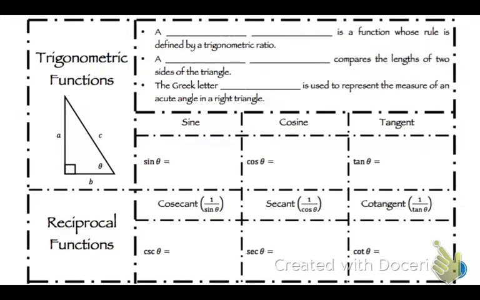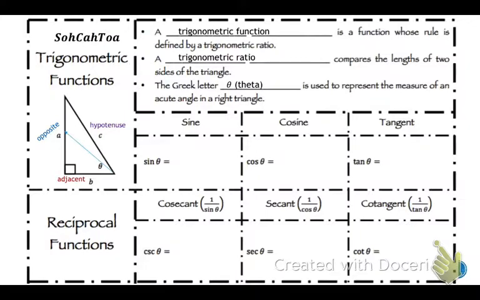Okay, let's keep going. A trigonometric function is a function whose rule is defined by a trig ratio. A trig ratio compares the lengths of two sides of a triangle, and the Greek letter theta is used to represent the angle. You should know this. That's the hypotenuse. We're looking at this angle right here. From that angle, the one I can draw a line to is the opposite side, and the other's the adjacent. Hopefully this is kind of review.